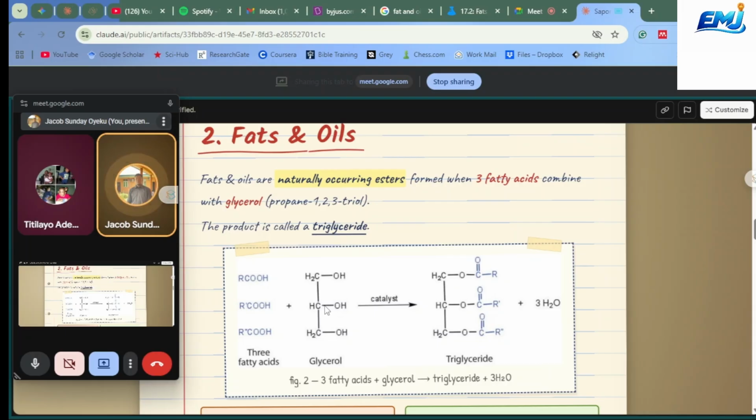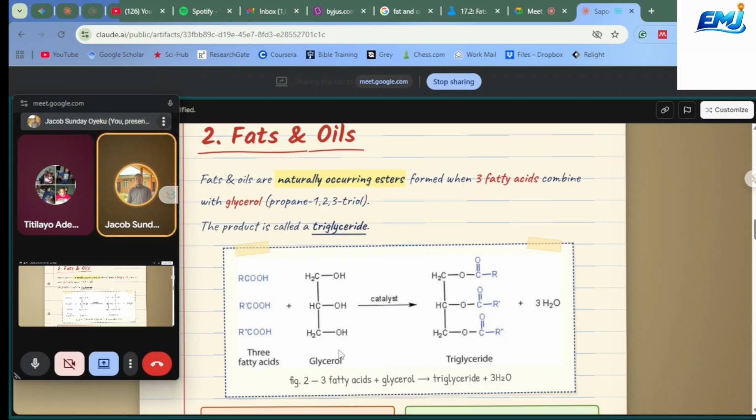Triglyceride. Okay? Now, look at this. Can you see the example here, the structure I have here? Anything that has COOH is carboxylic acid. You can see there are 3 things that have COOH on top of each other. That's one. Then you have glycerol.